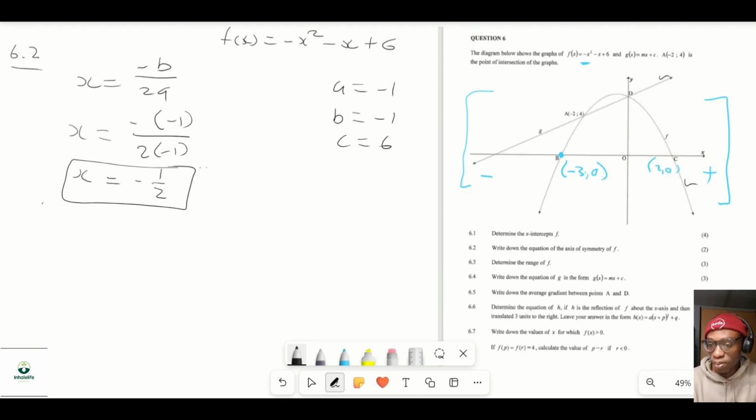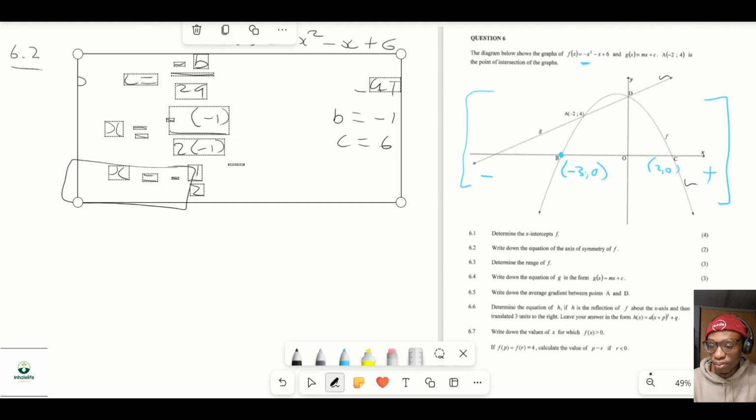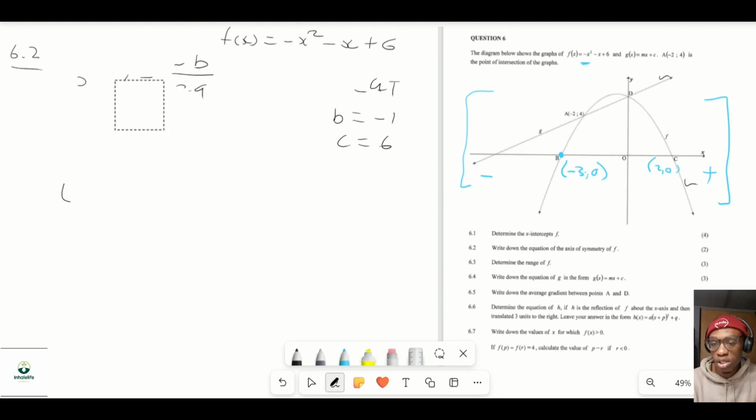Let me just erase everything again, sorry. Then we move to 6.3.